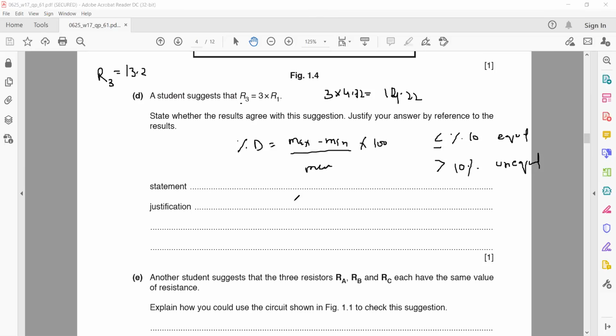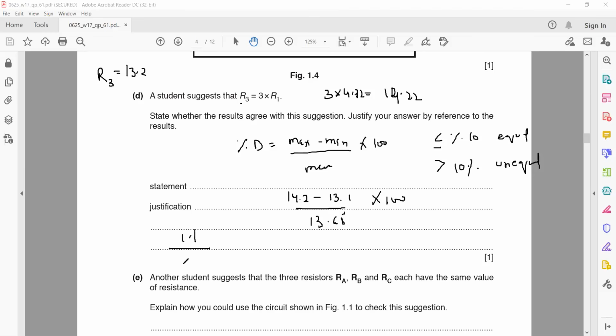Percentage difference is the maximum value, which is 14.2, minus the minimum value, which is 13.1, divided by the mean. What is the mean of these two values? 14.2 plus 13.1 divided by 2. What is the average value of these two? 13.7, or 13.65, into 100. So 14.2 minus 13.1 is 1.1.